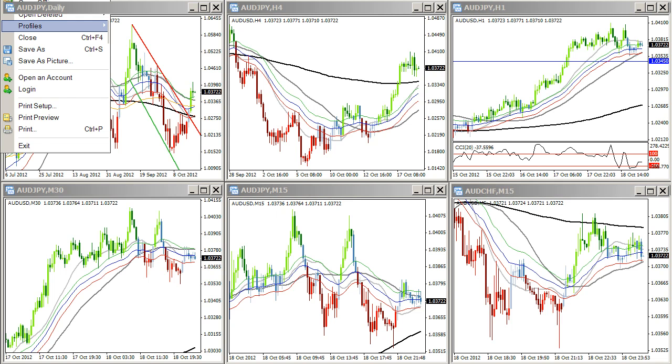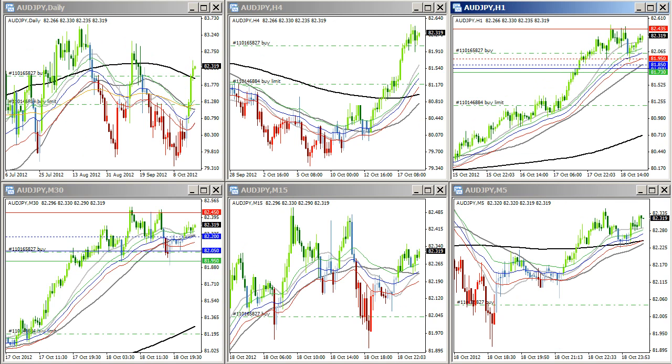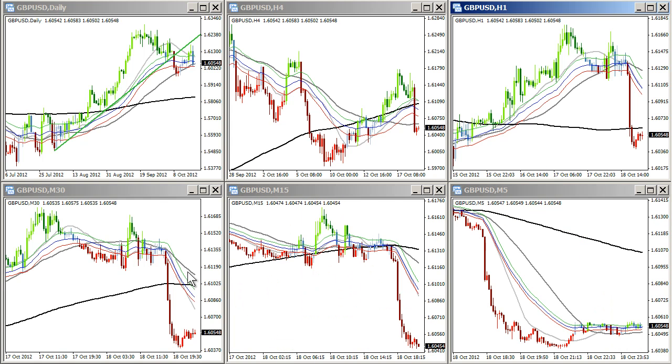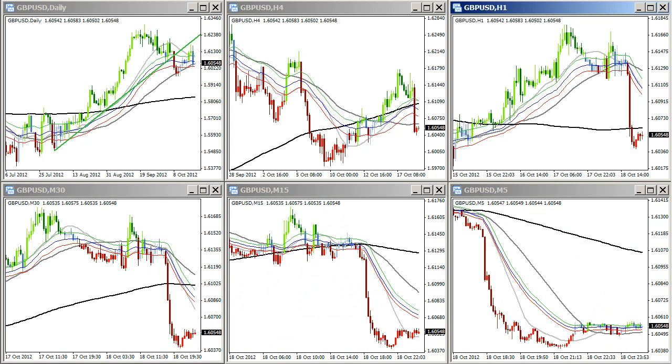Okay, we had a question about the cable, so I'm going to go over there and take a look at the British pound US dollar here. The question was about this move lower here today. Anytime I see a pronounced move lower, obviously we're dealing with a pair. What was the driver of the move? Was it the US dollar or was it the British pound?